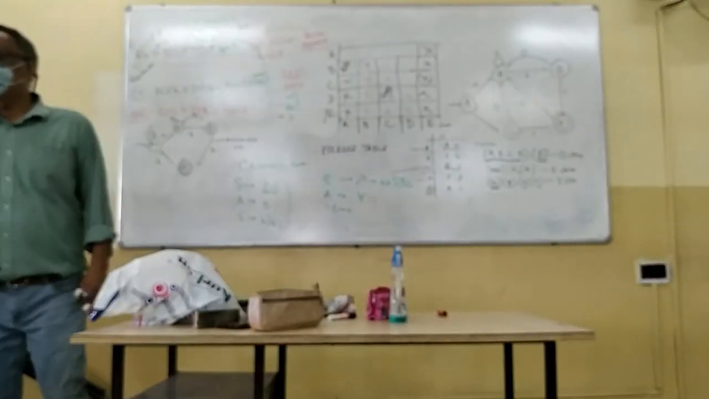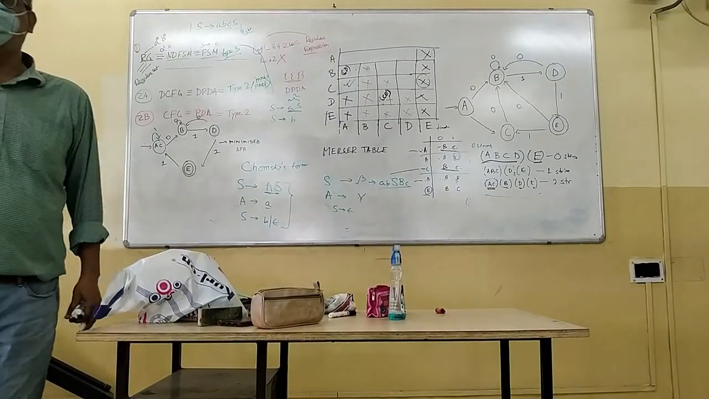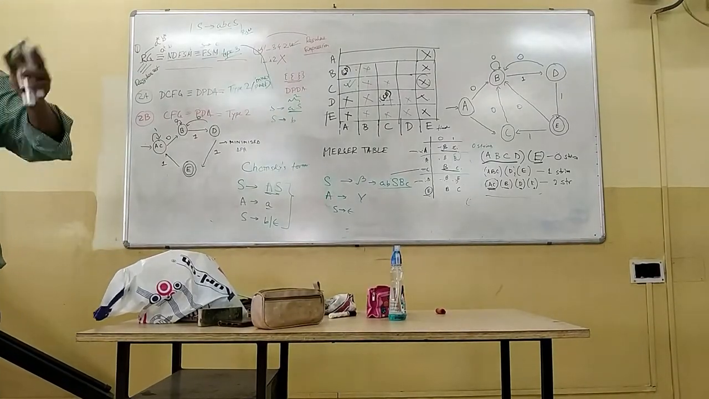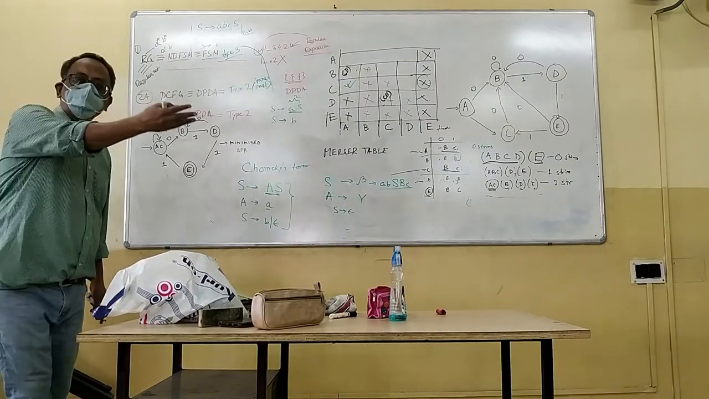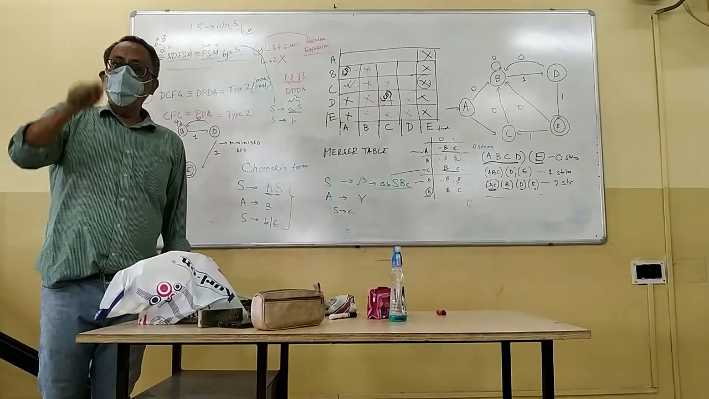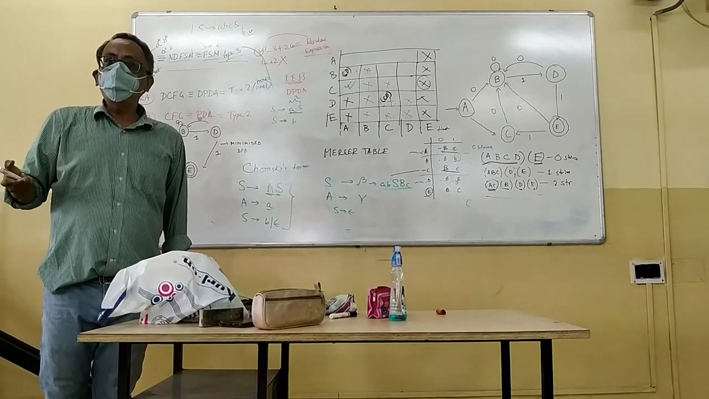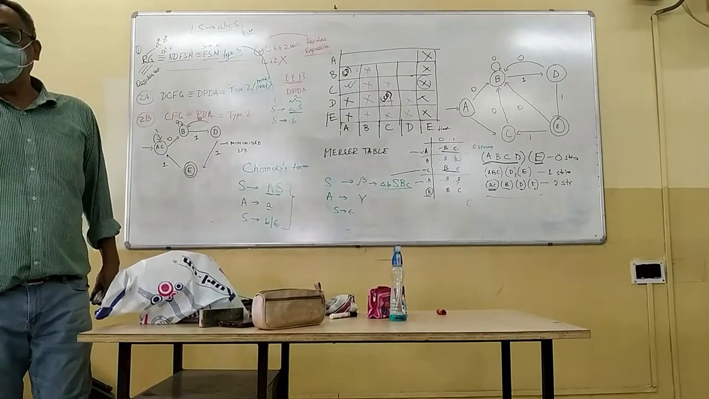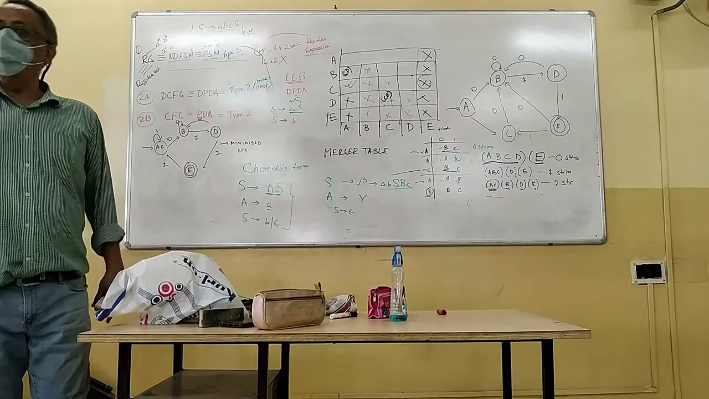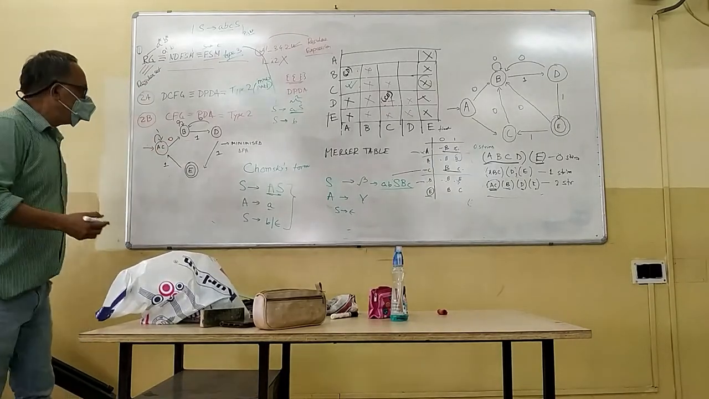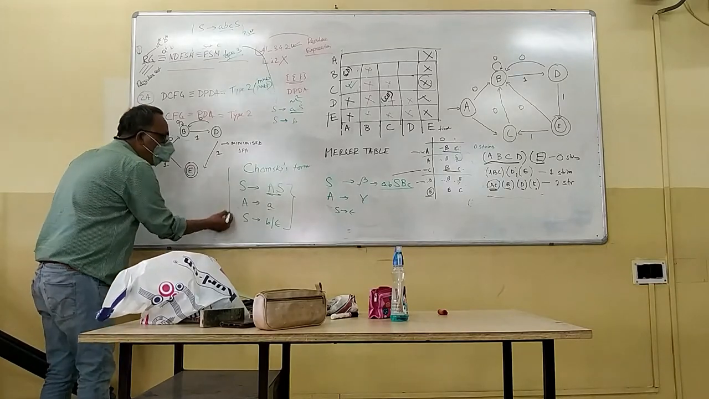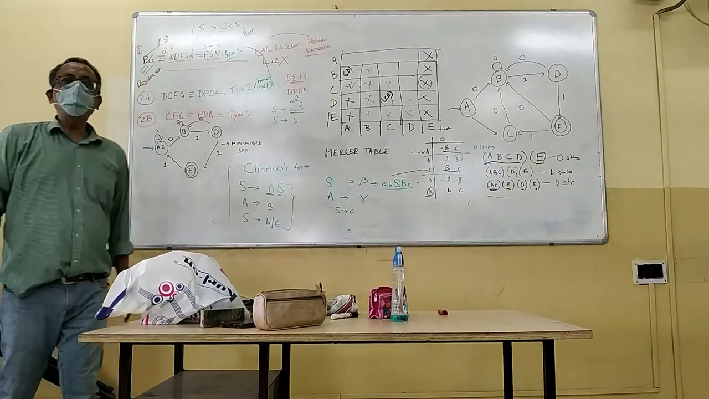Not binary search tree, not heap tree. Binary tree means one goes to left and right. Left side can be less or right can be greater. Only one goes to binary. What is the advantage of binary tree? You can program it very easily. If then else. Definitely binary tree is very good. So this is Chomsky's normal form of context free grammar.